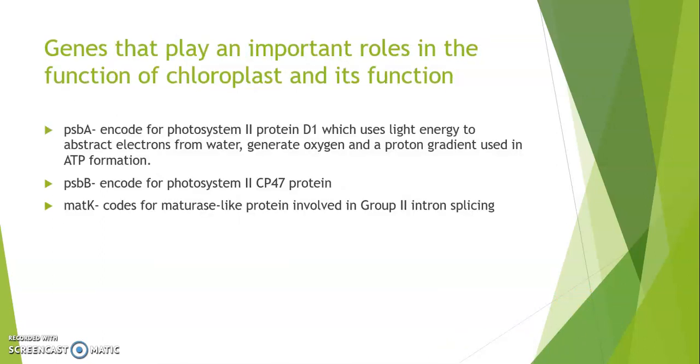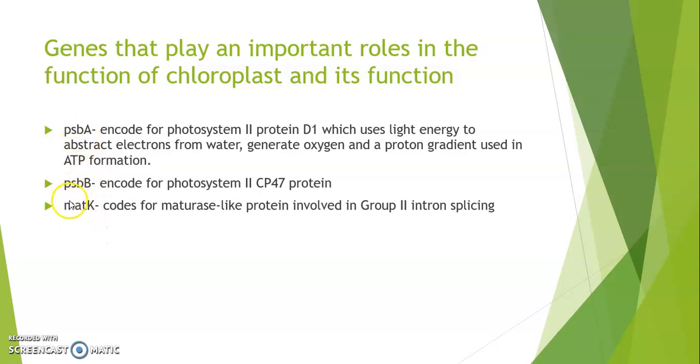So the genes that play an important role in the function of chloroplast, and the gene function. So the PSBA is a gene that encodes for photosystem 2 protein D1, which uses light energy to abstract electrons from water, generate oxygen, and a proton gradient used in ATP formation. ATP is the energy that will be used in the photosynthesis process.